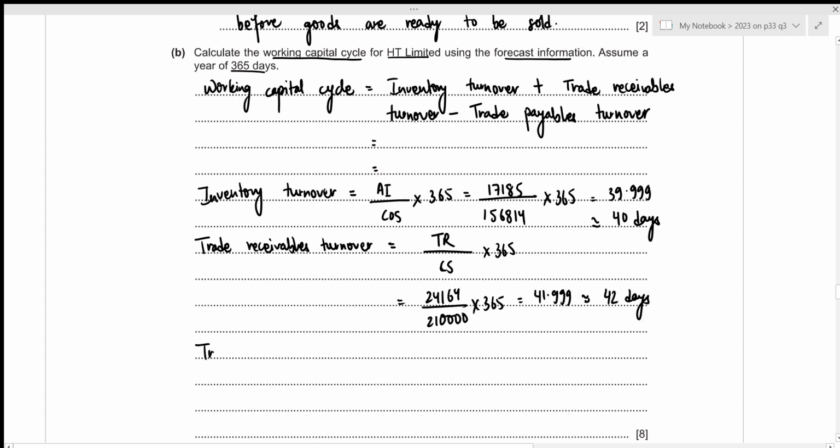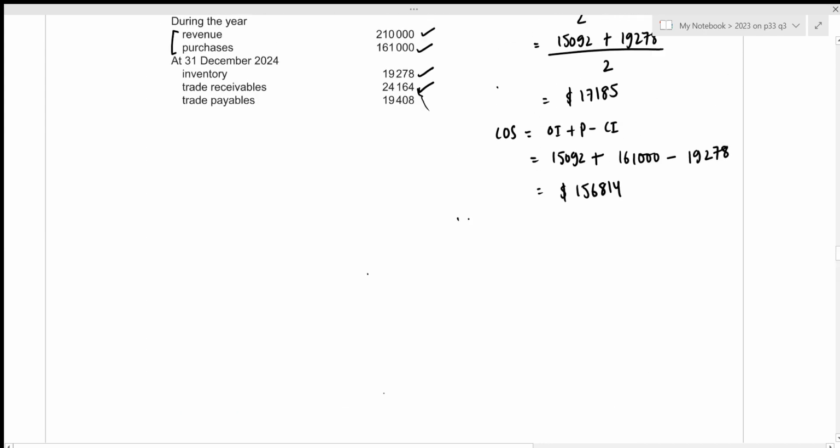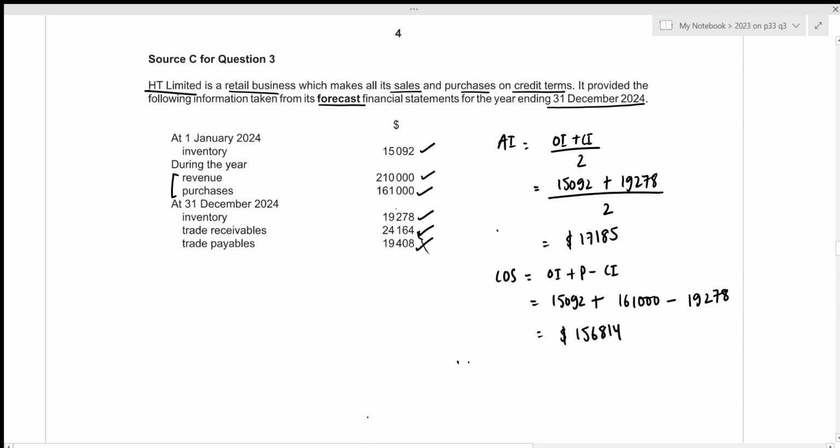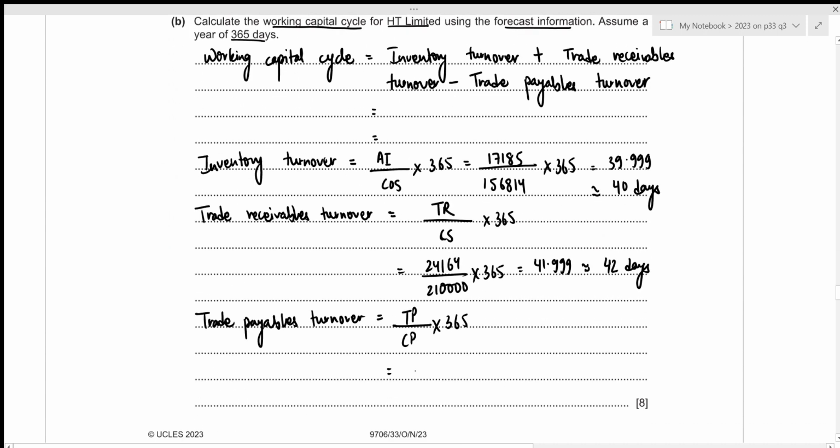Now we need to repeat the same process for trade payables turnover. The formula is similar, so that's trade payables divided by the credit purchases multiplied by 365. The values are given above. So for trade payables, we have 19,408 and the purchases is of 161,000. So 19,408 divided by 161,000 times 365, which results in 43.999. Again, we need to round it off, so that will be 44 days.